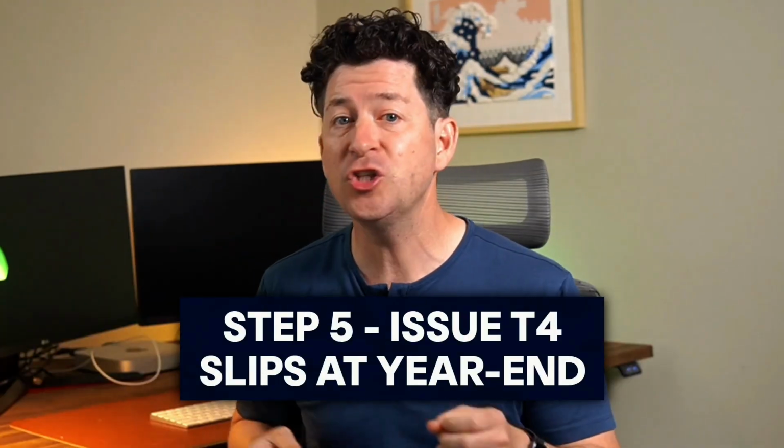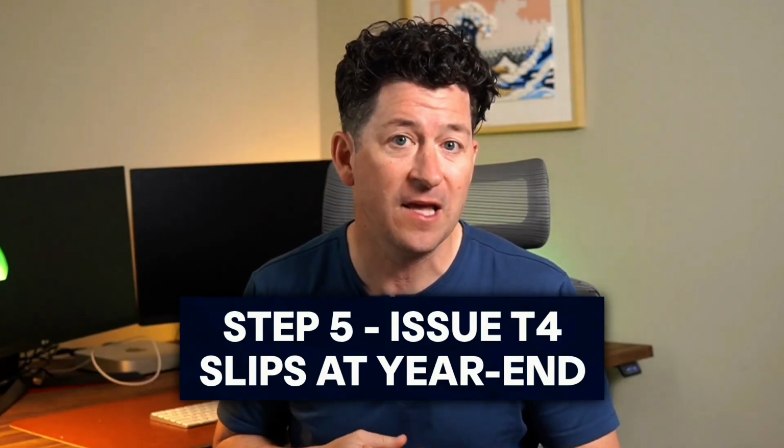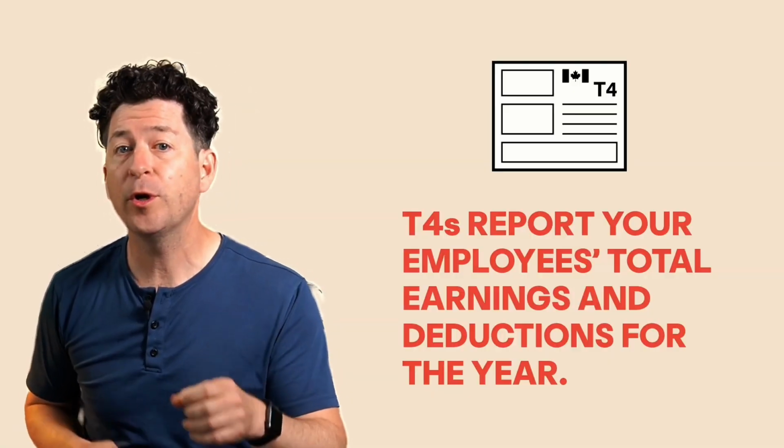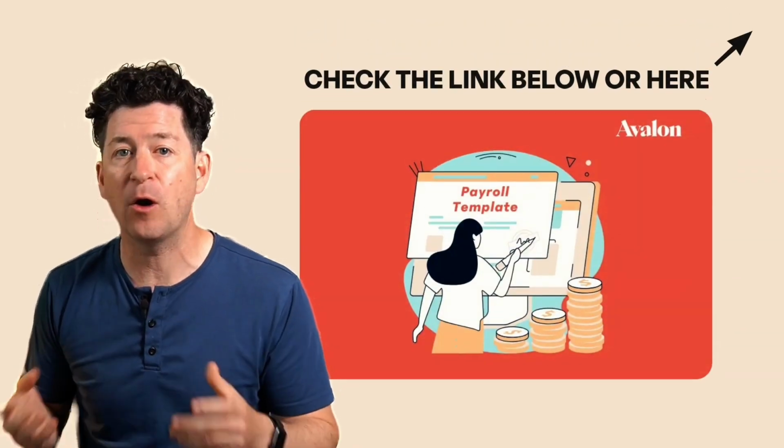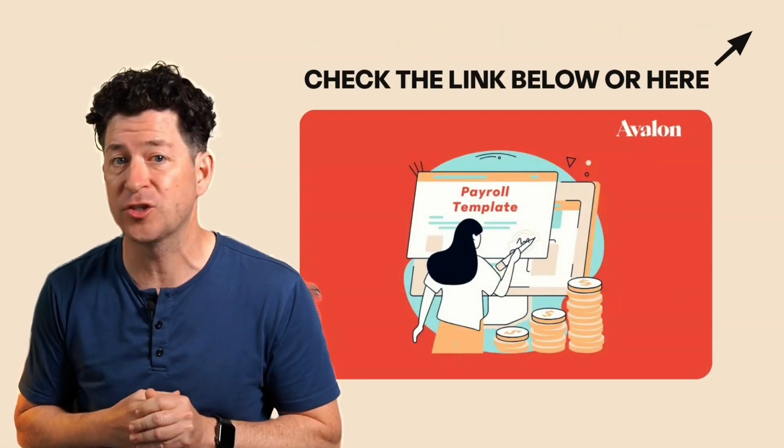Step 5, issue T4 slips at year end. So at the end of the year, you'll create and file T4 slips for each employee. T4s report your employees' total earnings and deductions for the year. The CRA and your employees must receive these by the end of February. If you want to go with the manual payroll route, we've linked detailed information on how to process payroll manually in the description below.